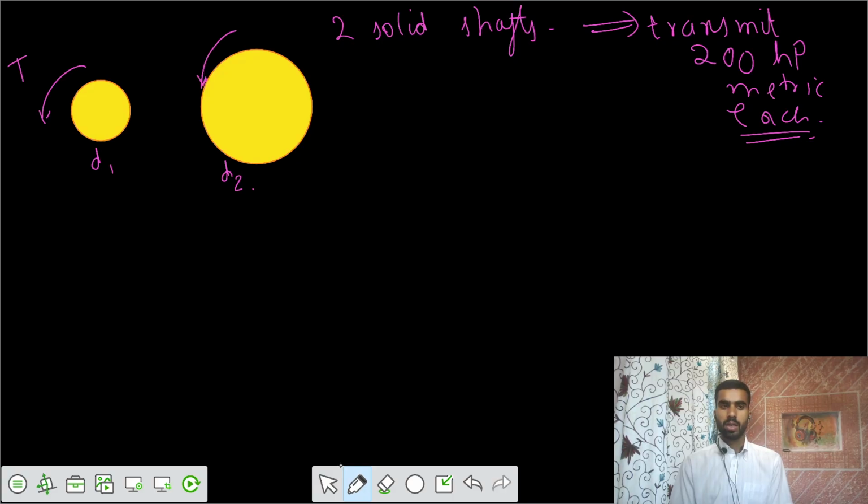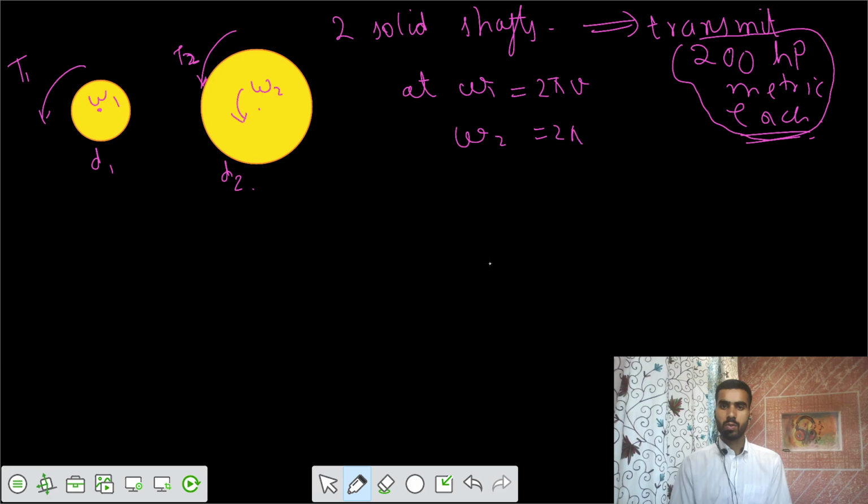Let's say the torque here is T1 and the torque for this one is T2. They have to transmit the same amount of power at different omega, omega 1 and omega 2. So one is rotating with rotational speed omega 1, the other with omega 2. Omega 1 equals 2 pi nu 1, and this one is 2 pi nu 2, that's 2 pi n1 by 60, and 2 pi n2 by 60.